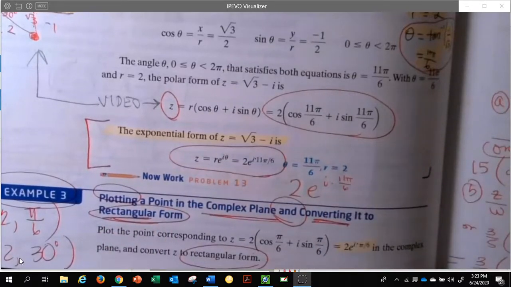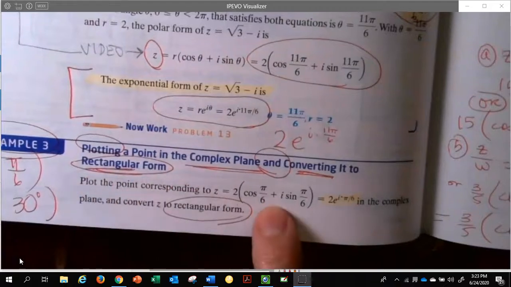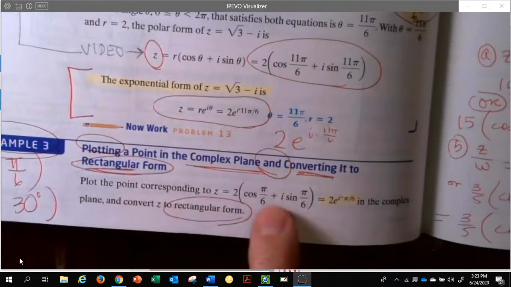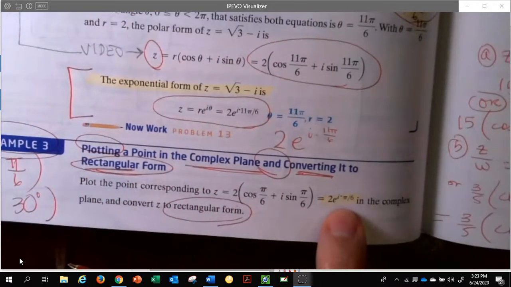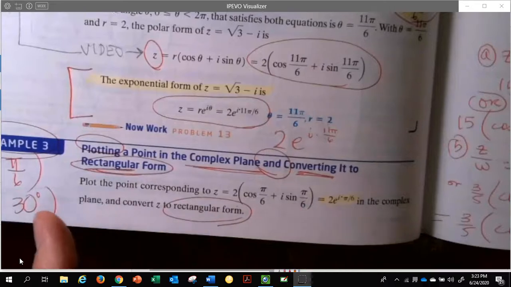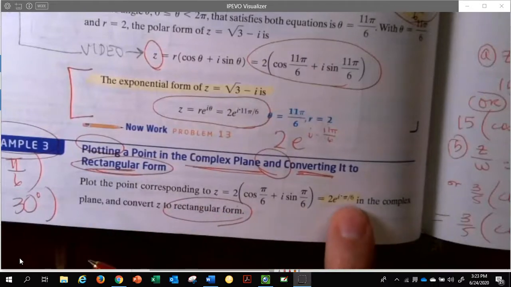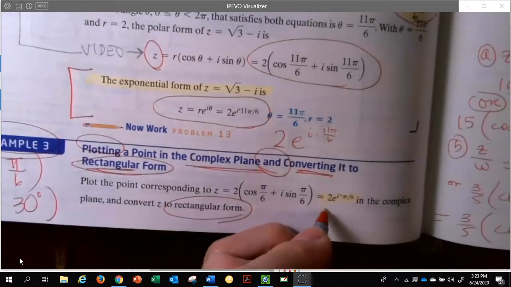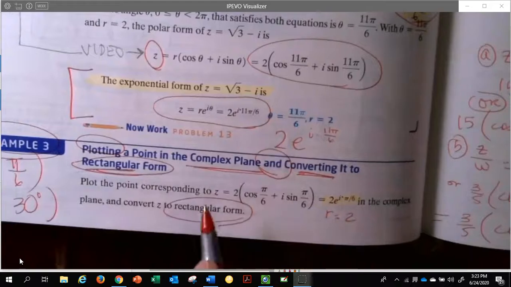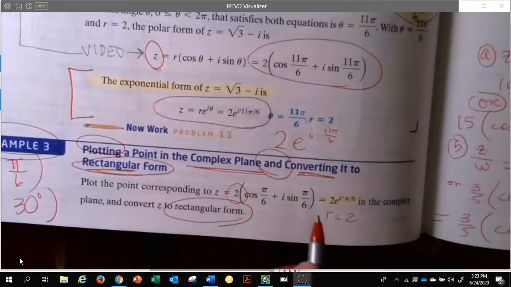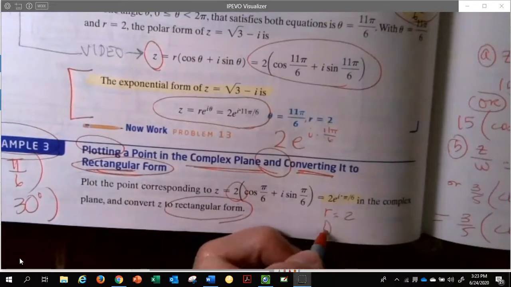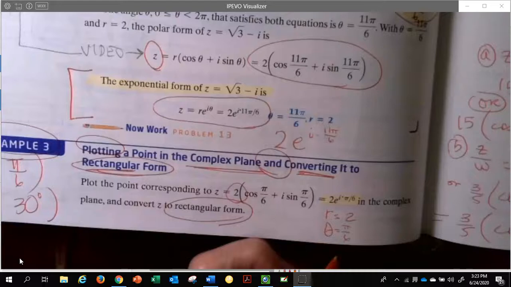The other thing I wanted to show you is when he does example 3, he has different numbers, but he doesn't include the exponential part. But hey, now you know what it is. You got your r and you got your theta. So that's even a quick conversion back to polar with your r and your theta.